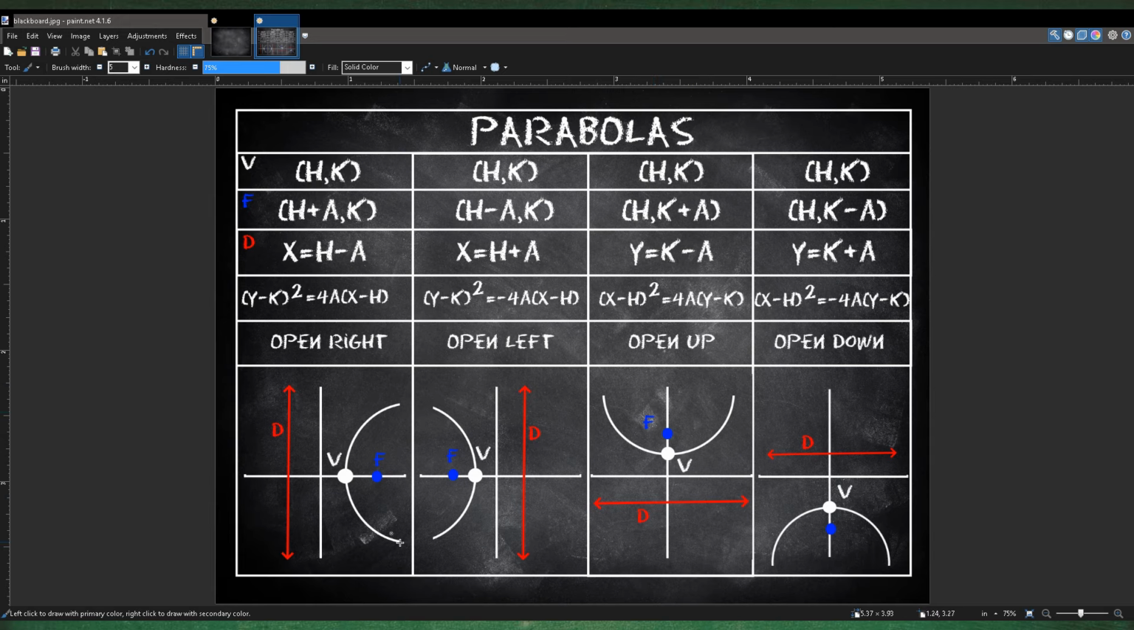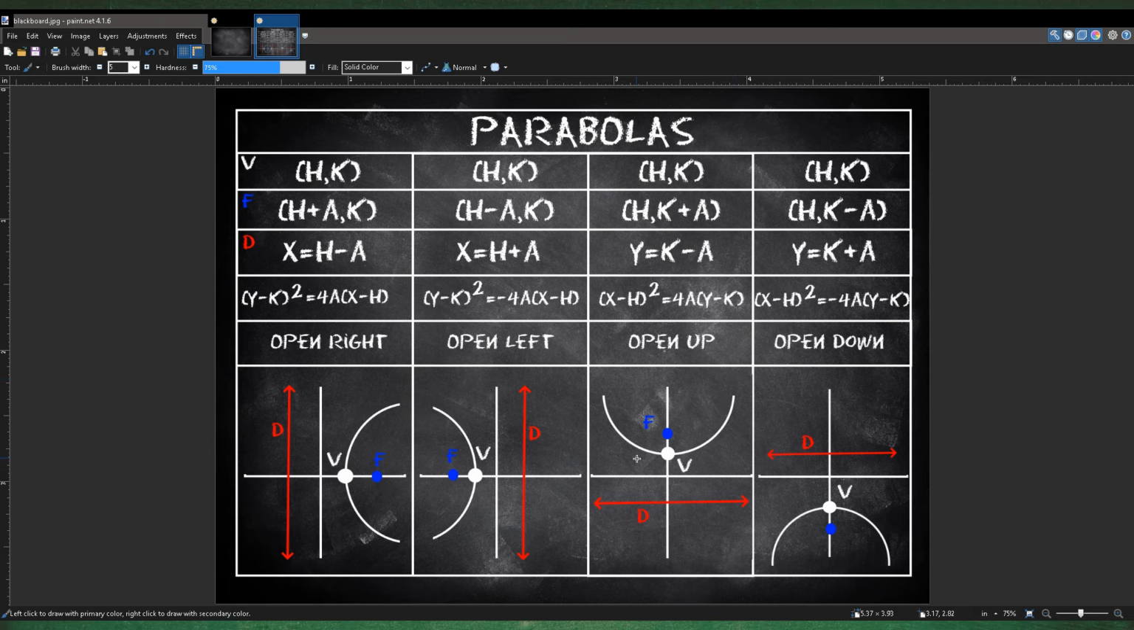If you see where the parabola is opening up to, that's where the focus is going to be, and the opposite side is the directrix. So this is going to the right, so the focus is to the right, and the directrix is on the other side. And this one is concave to the left, so its focus is to the left, and the directrix is on the other side. And it goes up, other side, down, and the other side. You see how these work?